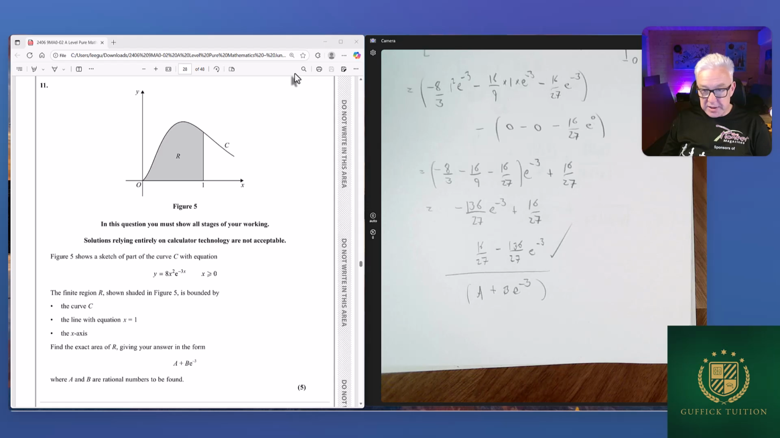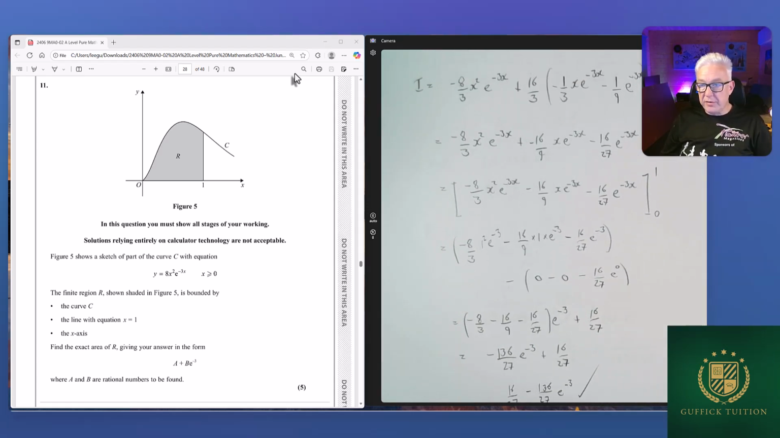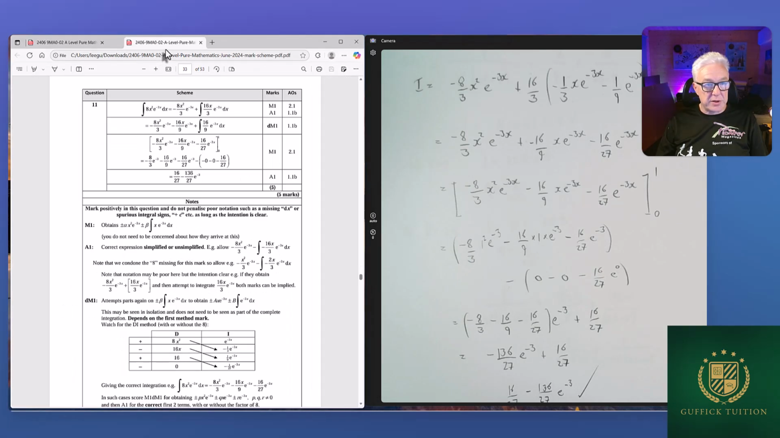Just as an interesting point here, so that was a double application of parts, and I do think that that's probably the way to go for this question. However, if there's anybody out there that feels brave and adventurous, you might want to have a look at an alternative approach for this question. And I'm really glad that they included this. This is the mark scheme for the paper, and I'm so glad that this has been included in there. It made me smile when I saw it.